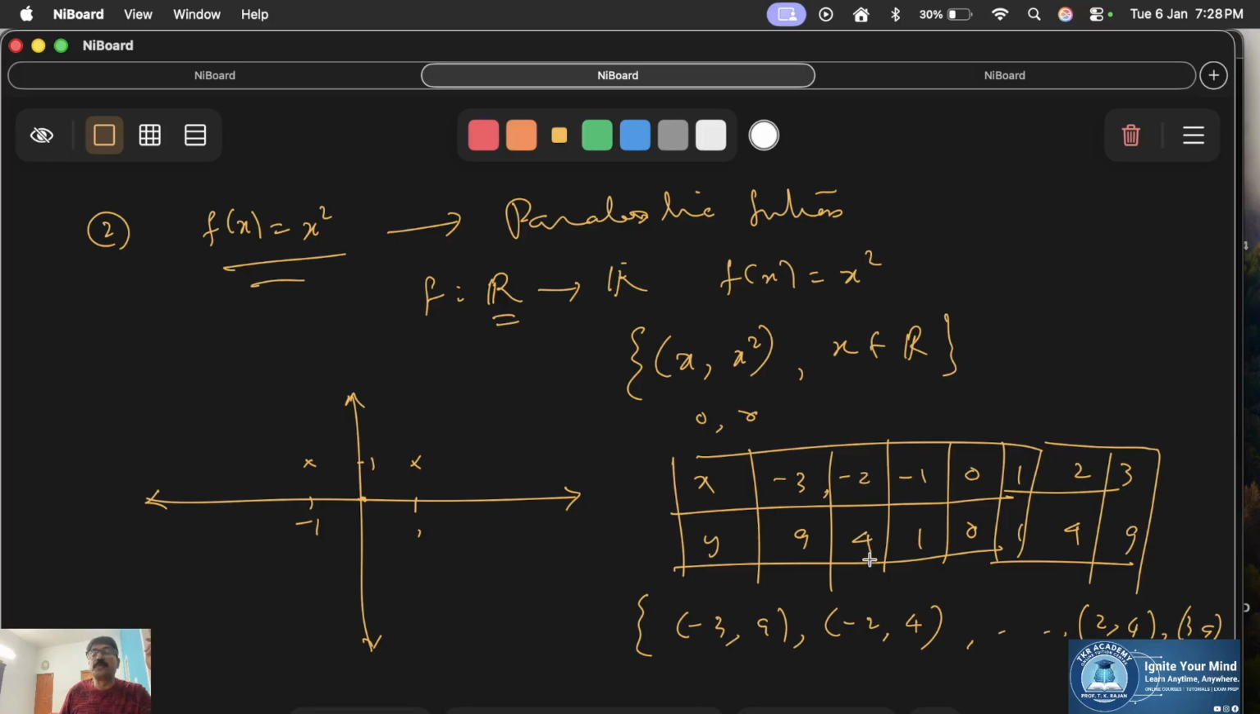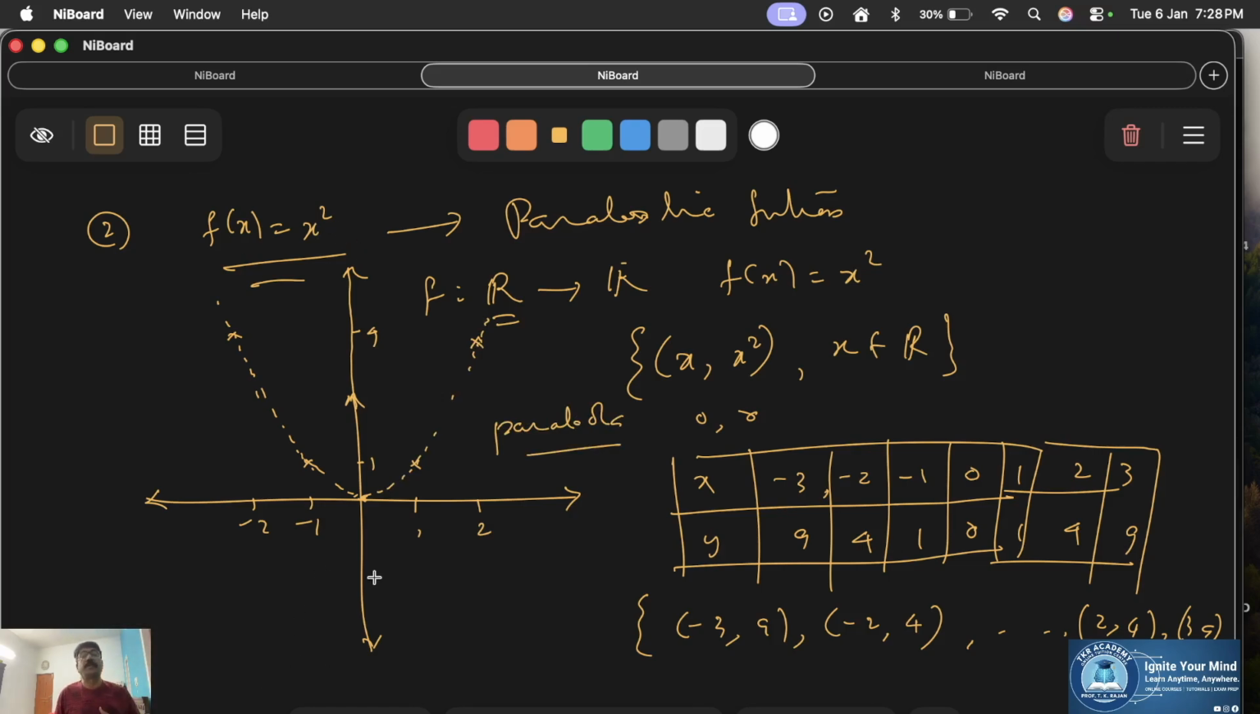Then minus 2 and 2 have the same image 4. So this is minus 2, this is plus 2. Its image is 4 actually. Let it be somewhere here, then minus 2, 4 is the point corresponding to that. Now imagine all the points, (3, 9), (minus 3, 9) is there. So imagine all the points and freely draw a curve passing through all these points. You get a curve like this, and this is called a parabola. So this is a parabolic function, f(x) is equal to x square.